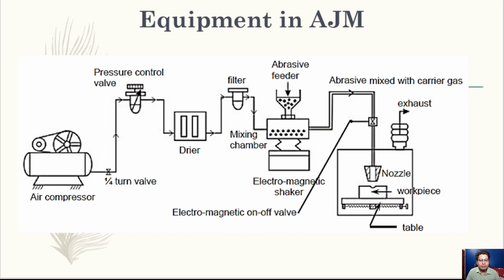The second thing is the abrasive feeder. A required quantity of abrasive particles is supplied through the abrasive feeder. The filtered propellant is fed into the mixing chamber, where the abrasive particles mix with the air through a sieve. The sieve is made to vibrate at around 60 to 70 Hz, and the mixing ratio is controlled by the amplitude of vibration of the sieve.